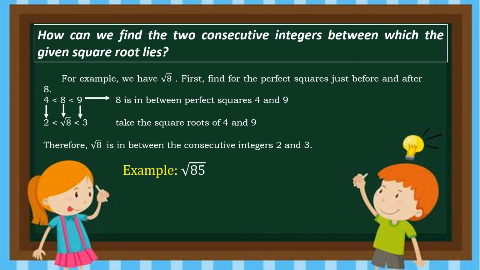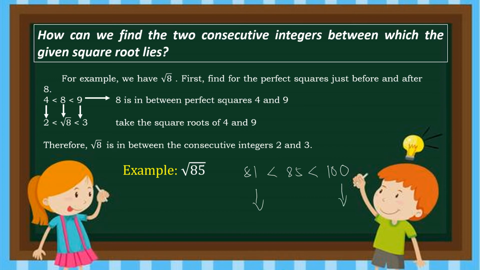Next example is the square root of 85. So, sa pagitan ng anong dalawang perfect square siya matatagpuan? So, that would be 81, because 81 is less than 85. Ano naman yung perfect square after ni 85? That would be 100. Ano yung kasunod na gagawin natin?